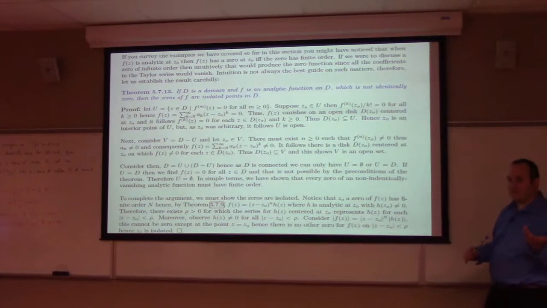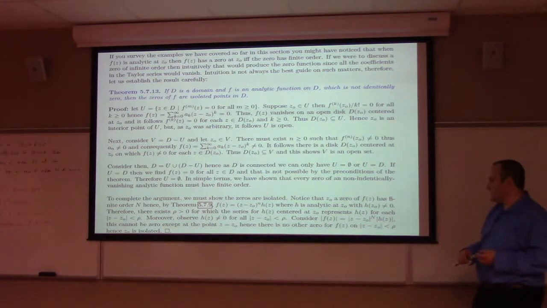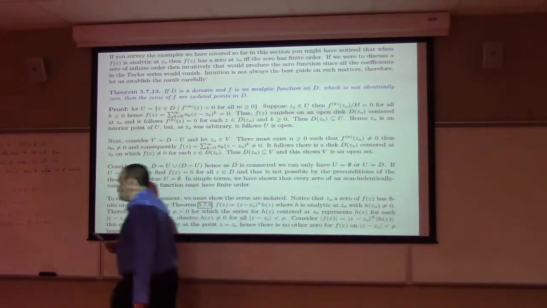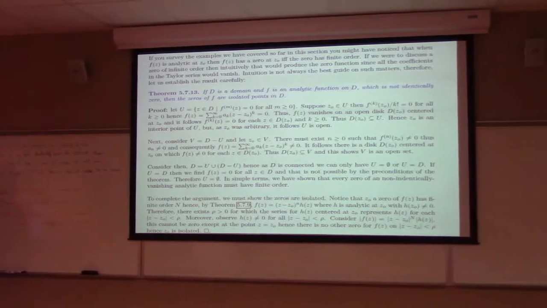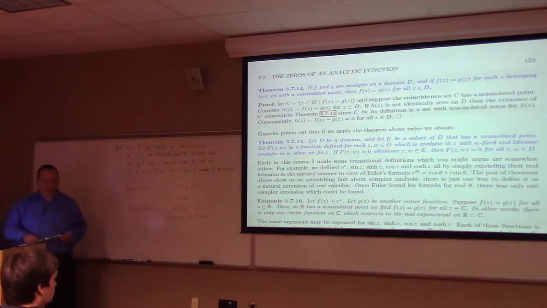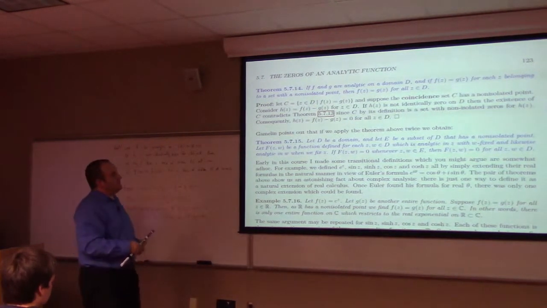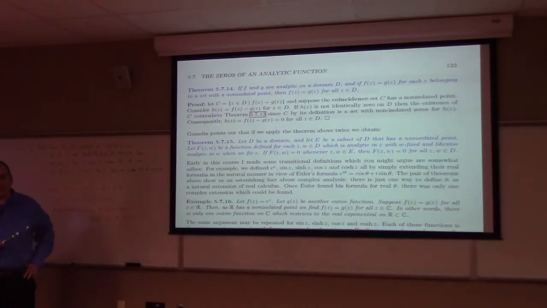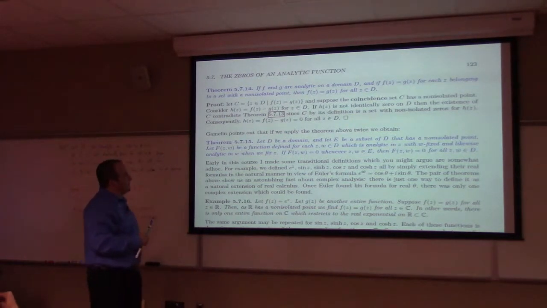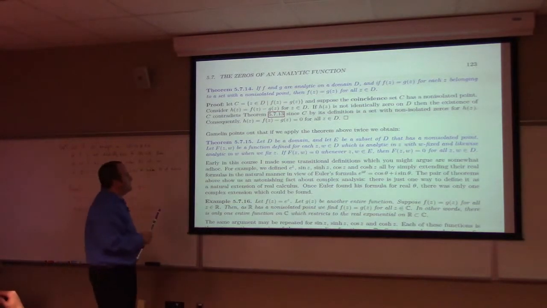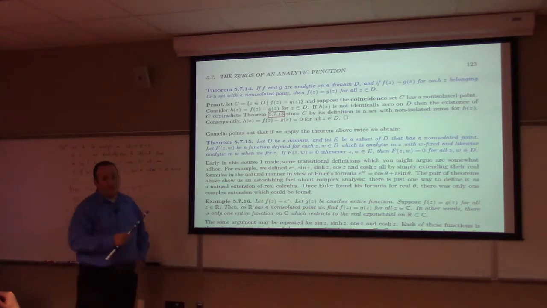So there you go. The zeros are then isolated, right? There has to be some distance between zeros of an analytic function that's not identically zero. Consequently, if f and g are analytic on a domain, and if you have f of z equal to g of z for each z belonging to some set which has a non-isolated point, right? You could call that set the coincidence set, where f of z and g of z coincide. If that's the case, then f of z is equal to g of z for all z in the domain.